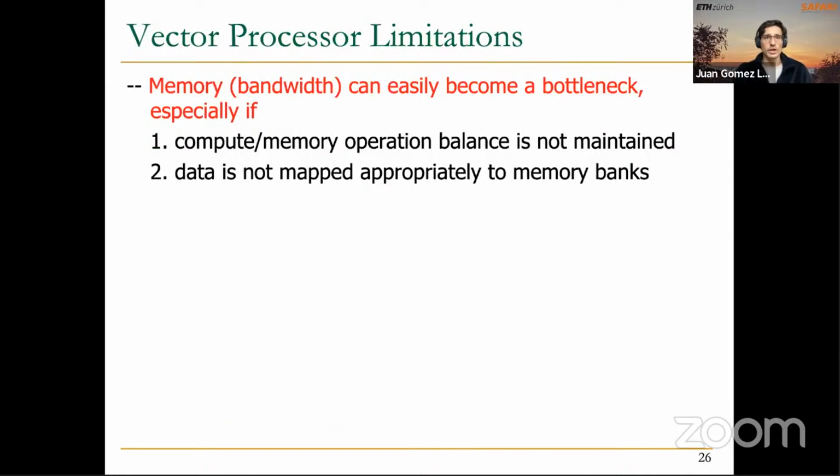Okay, so more vector processing limitations. Memory bandwidth can easily become a bottleneck, especially if the compute to memory operation balance is not maintained, or the data is not mapped appropriately to memory banks. And this is something that happens very frequently in real world workloads, especially regarding the first one, it's something very common.